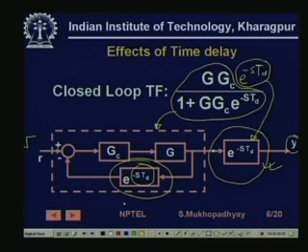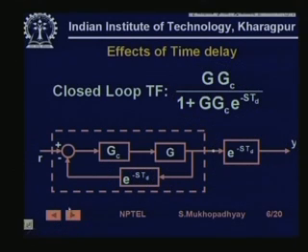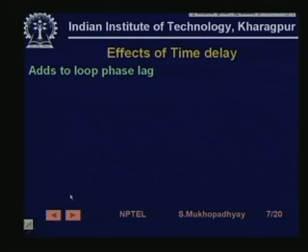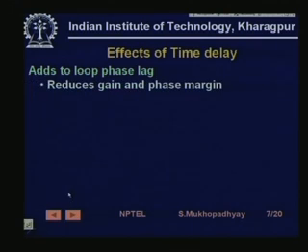To understand that, let us first notice that in the delay free process this would have been a direct term. So in the delayed process we are going to add additional loop phase lag without adding anything to the loop gain, because the magnitude of this operator is always 1, only there is a phase lag. So this adds to loop phase lag, and therefore, a comment which we will see in greater detail, it reduces gain and phase margin.